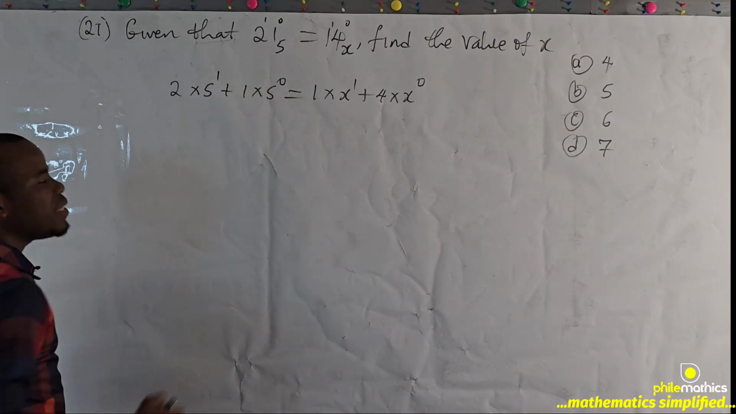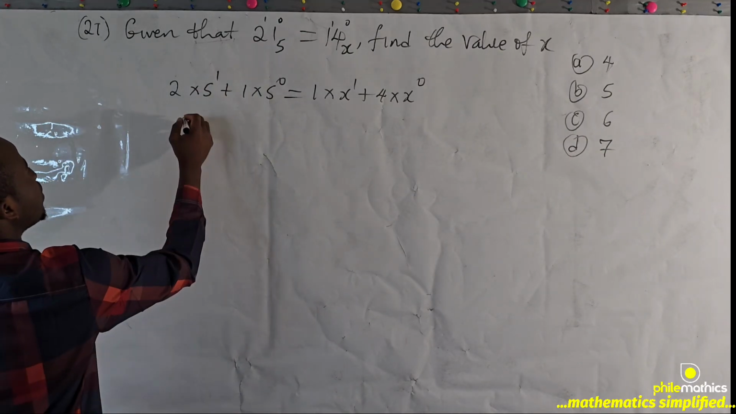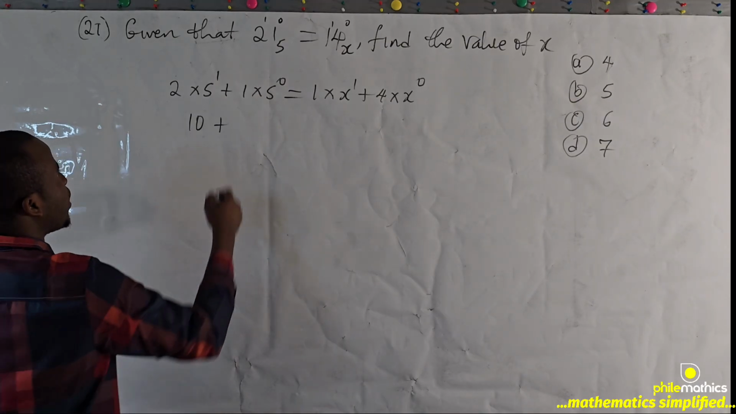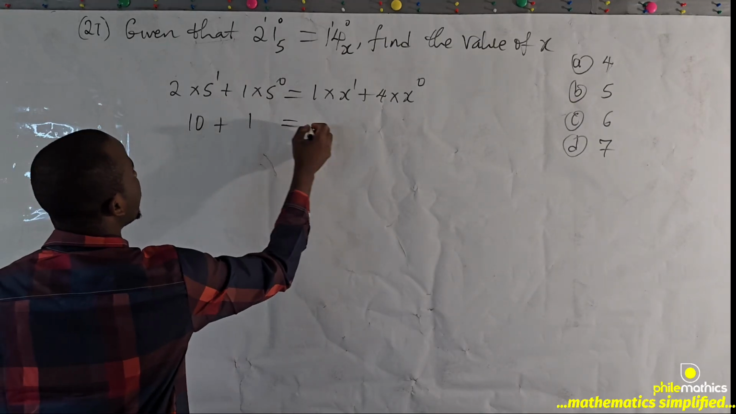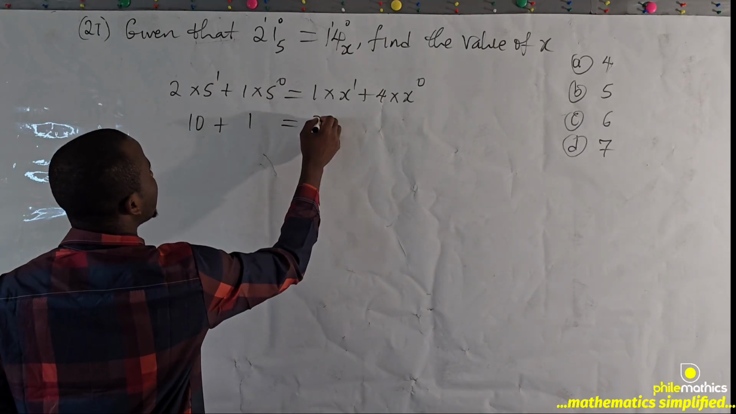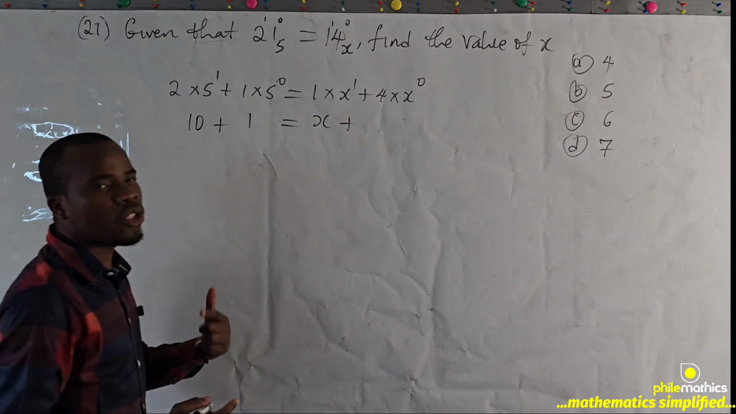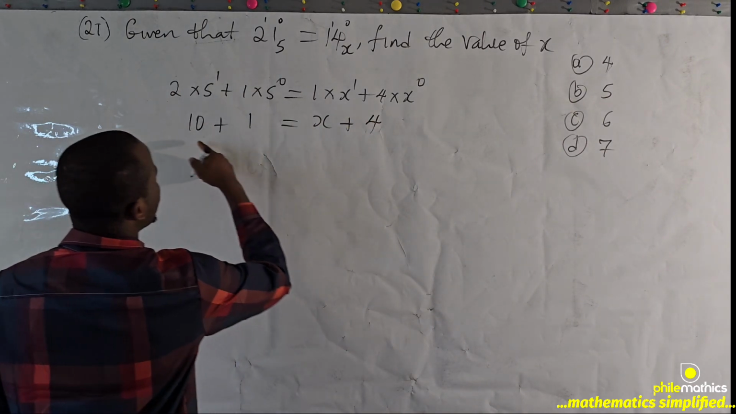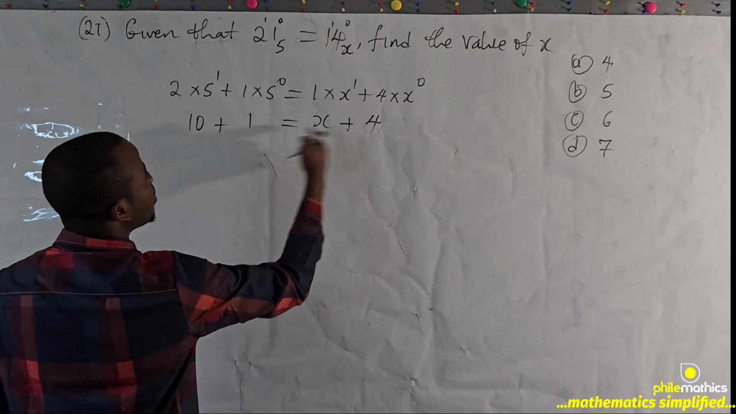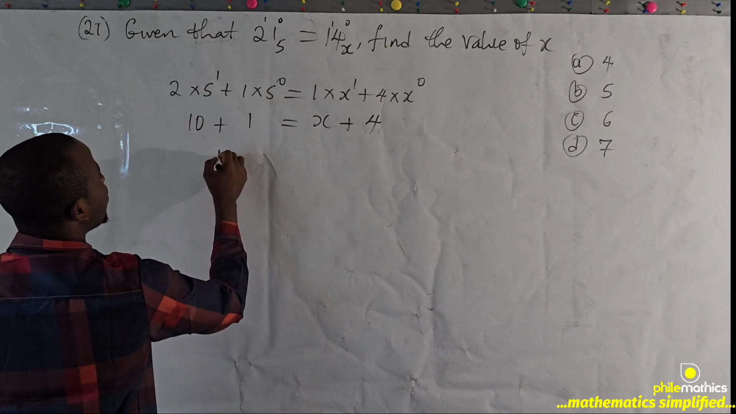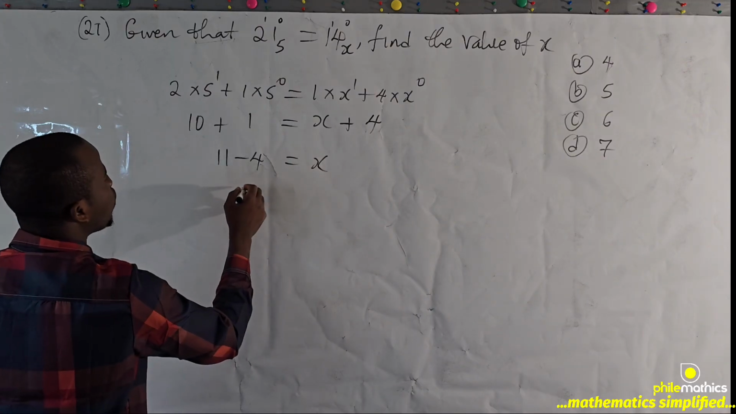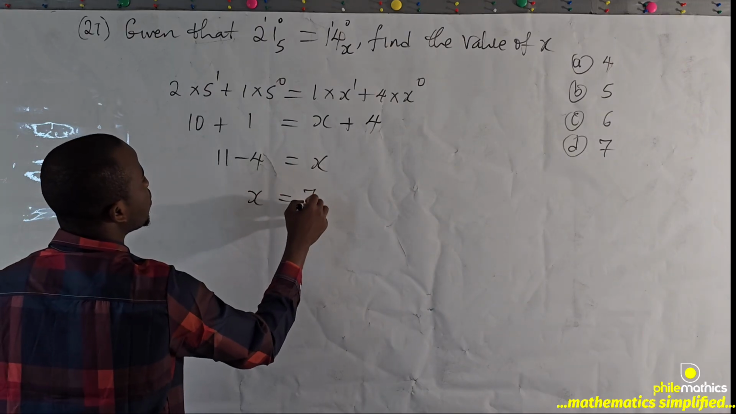5 to the power 1 is 5 times 2 is 10. 5 to the power 0 is 1 times 1 is 1. 1 times x is x. x to the power 0 is 1 times 4 is 4. So this is 11. Subtract 4 from both sides. You have 11 minus 4 equals x. 11 minus 4 is simply 7.